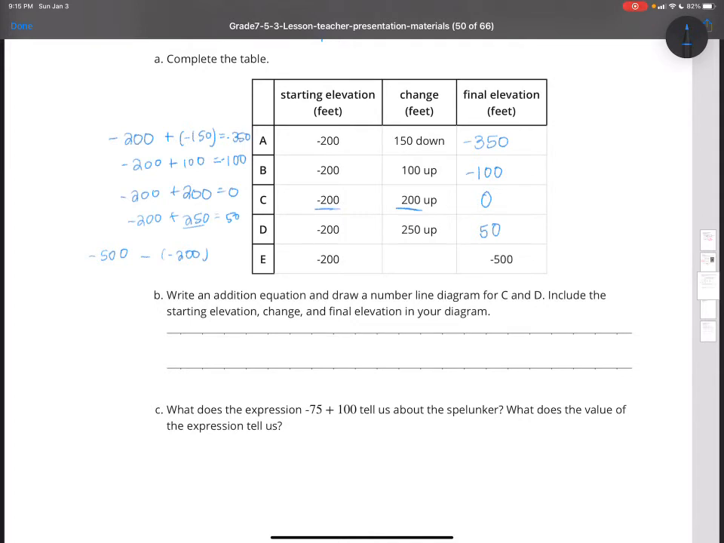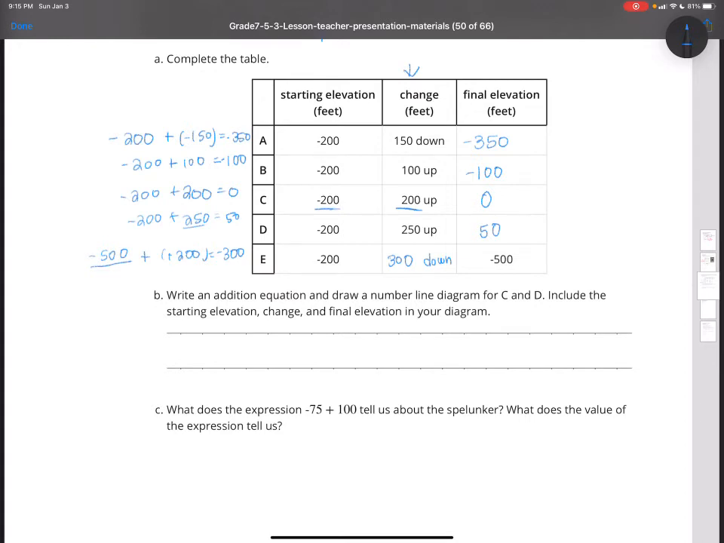Anytime we see subtraction, we're going to apply the additive inverse, which is adding the opposite, which 500 minus 200 is 300. But since negative 500 will be the furthest away from 0, it would be negative 300. So if you notice in this column, they don't have any negative or positive symbols. They just have words. So that negative will indicate the word down. And it would be 300 feet down.